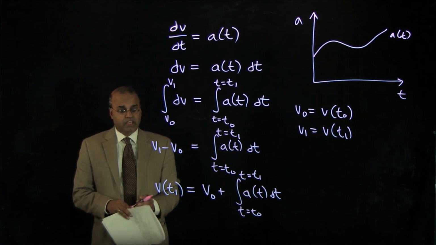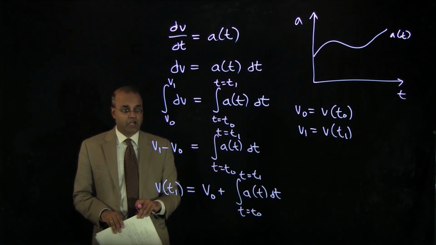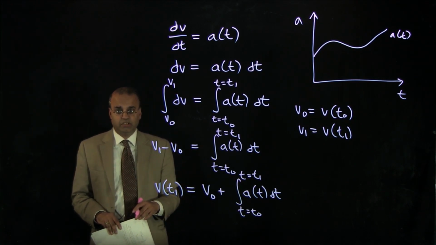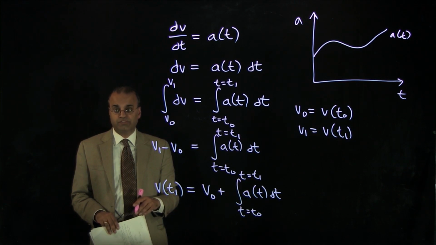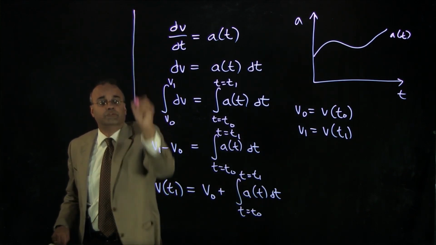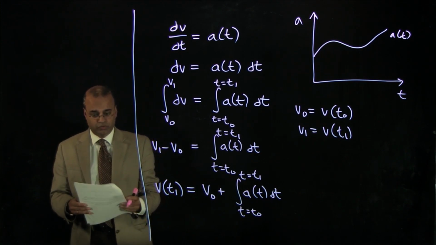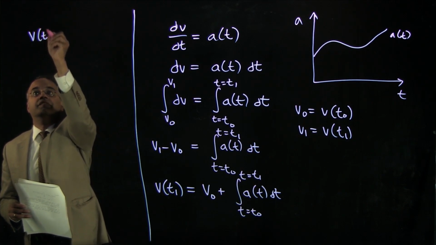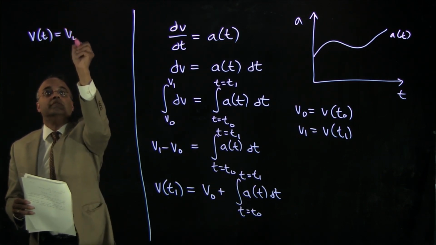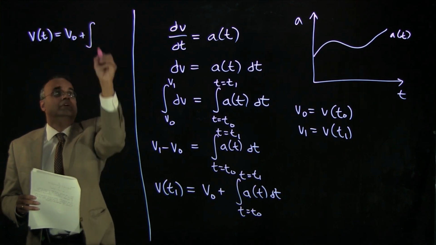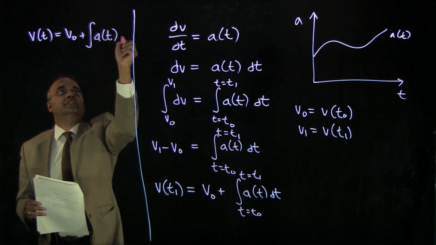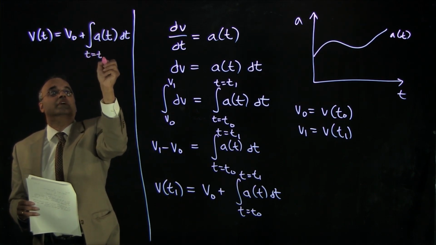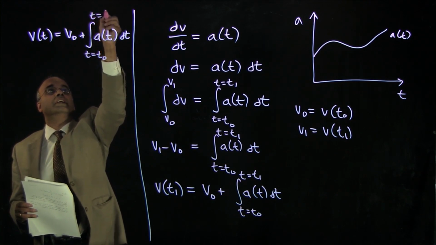Note that t1 is just any later time after time t naught where we have the initial velocity. So a more convenient way of writing this function might be to write the velocity as a function of some later time t. So suppose I were to do that, I'll just rewrite this equation, replacing t1 with an arbitrary time t. So I have that v of t is equal to v naught plus the integral of a of t dt from t equals t0 to t equals t.